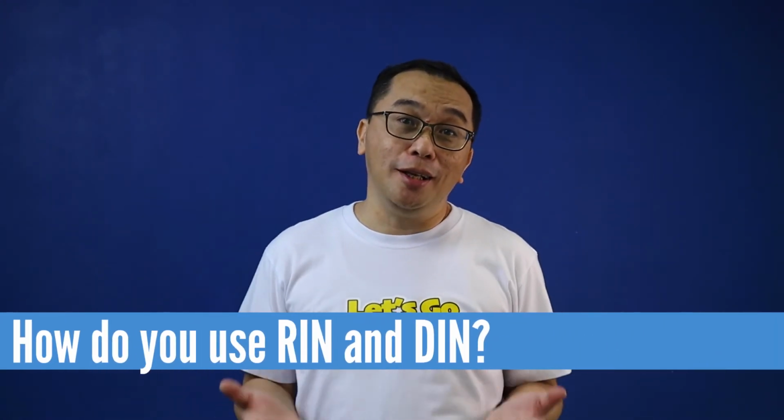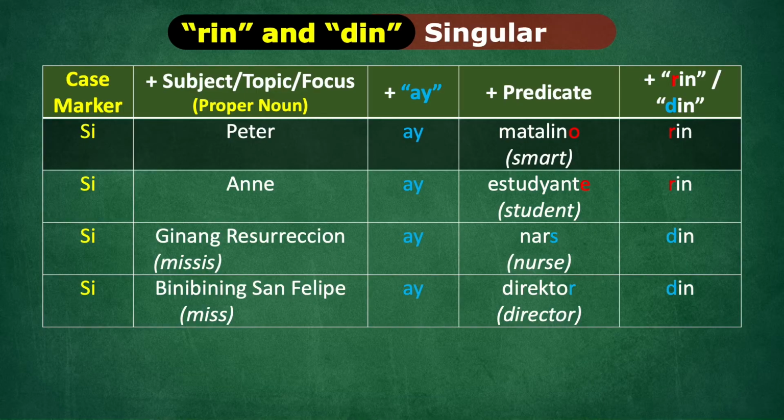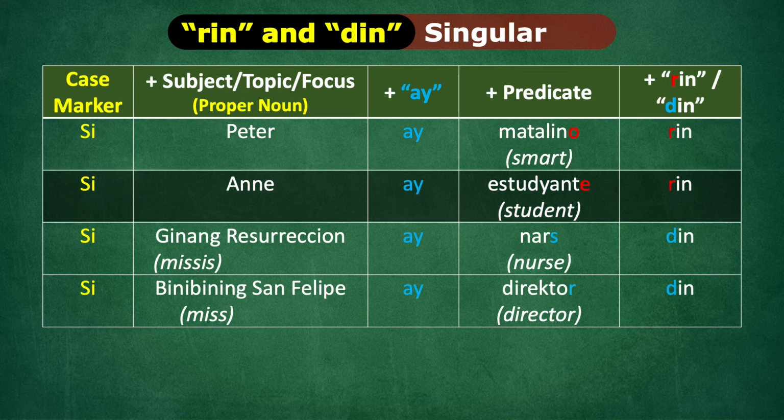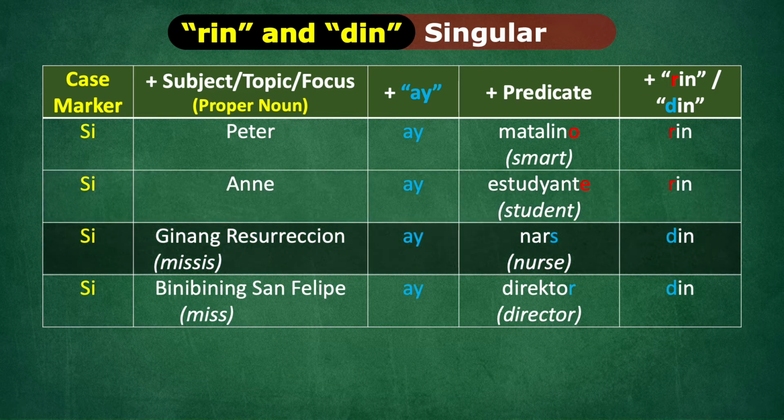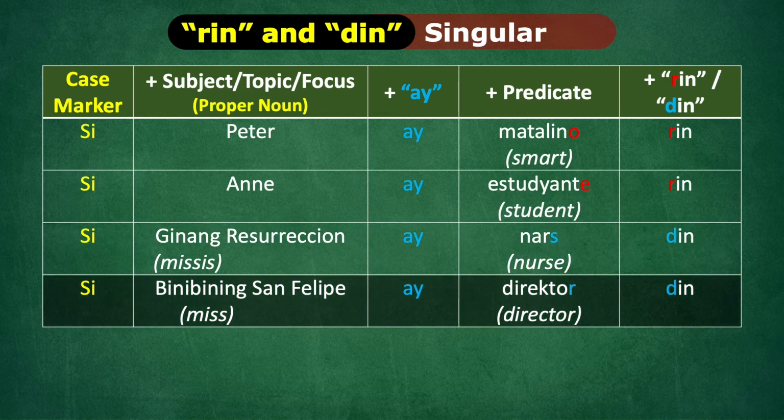Okay, I know your next question. You're gonna ask me, but Jay, how do I know when to use rin and din? Well, let's take a look at the next examples and let's see if you can spot it. Please observe. Si Peter ay matalino rin. Si Ann ay estudyante rin. Si Ginang Resurreksyon ay nurse din. Si Binibining San Felipe ay direktor din.